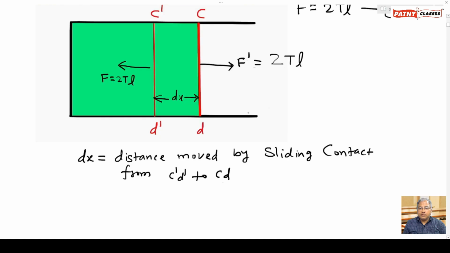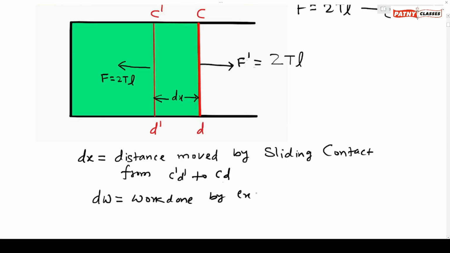If we apply more than that, what will happen? The film may rupture, the film may be disturbed. So to keep the film from being disturbed, we need to apply a force F dash equals twice TL. Now, when we are pulling the film outward, we are doing work. So let us call dW the work done by the external force.